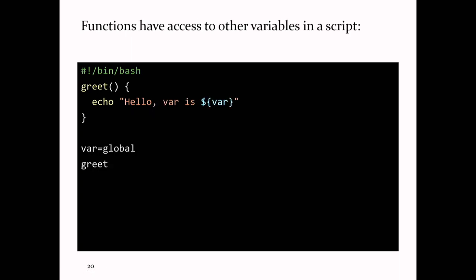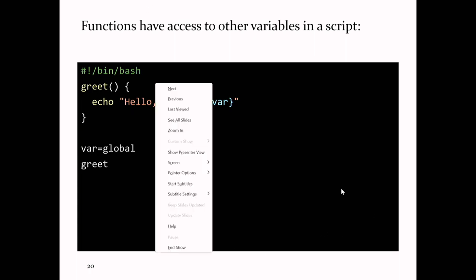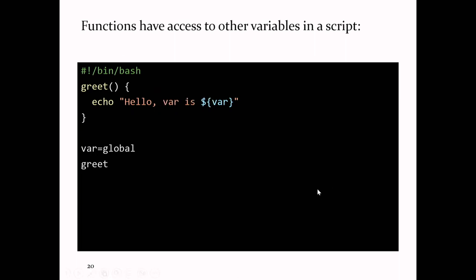Okay, a function has access to other variables in the script. This is the funny part about bash functions. They don't use any scoping rules the way that you're used to. You're used to creating local variables in a function, and the variable becomes visible only in that function. After you leave the function, it's no longer visible. It doesn't work that way in bash.